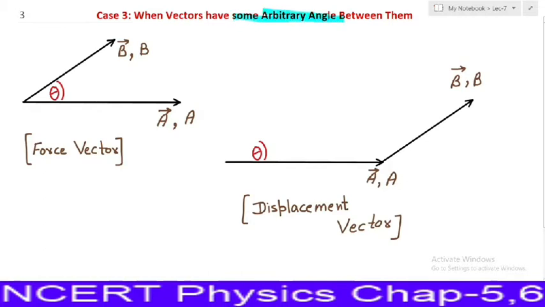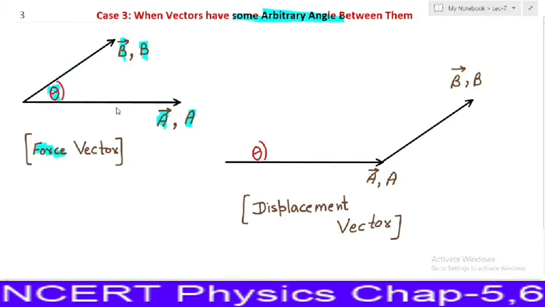Suppose this is vector A whose magnitude is A, and this is vector B whose magnitude is B, and the angle between these two vectors is theta. We have assumed these two vectors A and B are force vectors, because if they were displacement vectors then I would have shown them like this. But right now we assume these are force vectors. So I take this representation.